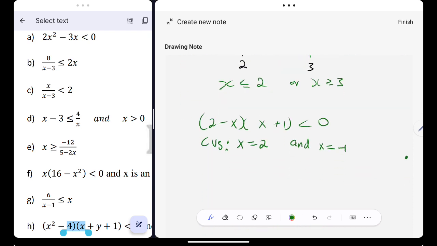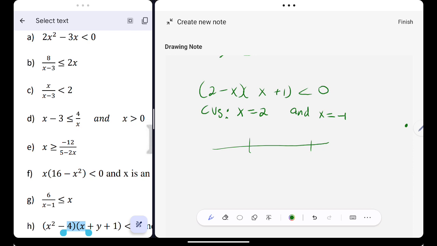Okay, let's move on. Now, after finding my critical values, I must represent them on a number line. I have negative 1 and 2. Are they included or not? There's no equal sign there, so they're not included. Are you together? So look at this.